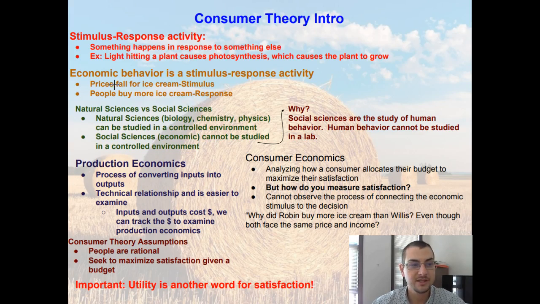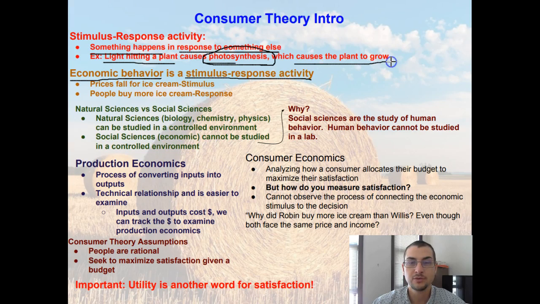So whenever we start, we're going to say that economic behavior is a stimulus response activity. And a stimulus response activity is basically because something happens, something else responds to that. So if we look at something like biology, we can look at, say, light hits a plant and that causes photosynthesis. That light hitting that plant is the stimulus. The response is that plant then takes that light, uses photosynthesis, and causes the plant to grow. So we have a stimulus, light hitting the plant, and a response. That plant is now growing.